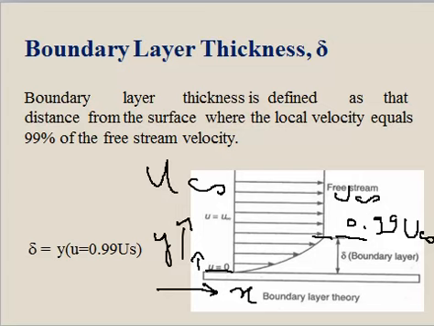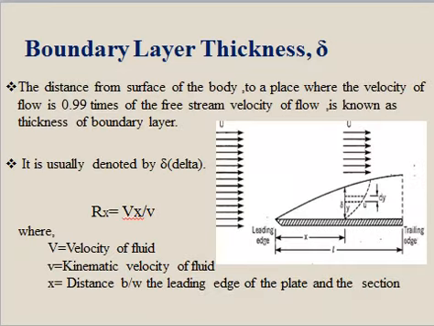So this distance in y direction from the surface, where the value of velocity is 99% of the free stream velocity, is called the boundary layer thickness or nominal thickness, denoted by del. Basically this thickness of the boundary layer continuously changes along the x direction. So this boundary layer thickness, or simply nominal thickness del, is a function of x, as well as a function of Reynolds number.